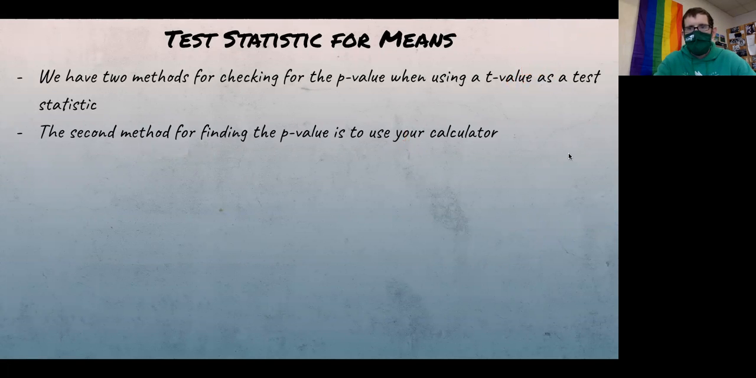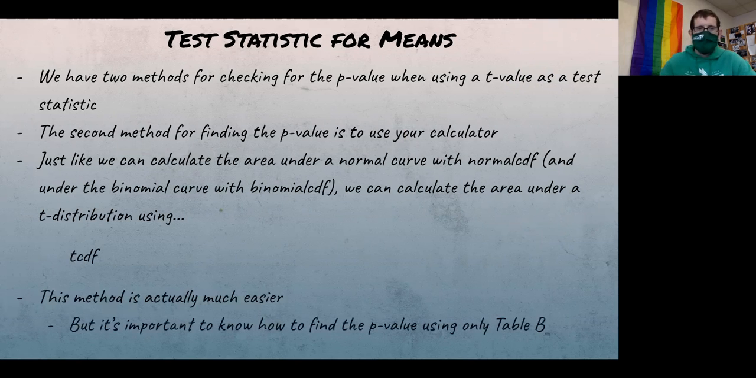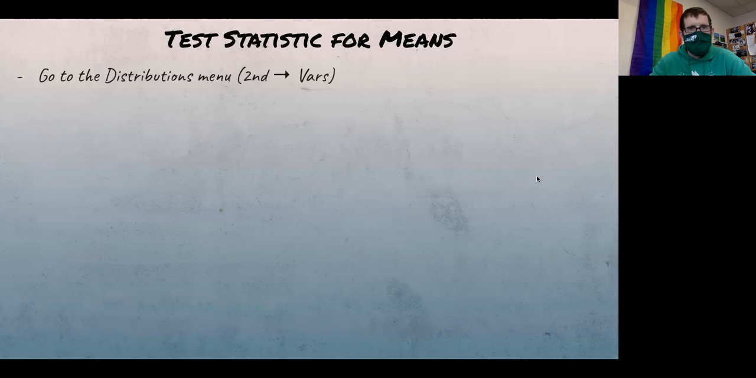And let's remember what we narrowed it down to so far, and let's narrow it down even further. Just like we can calculate the area under a normal curve with normal CDF, we can do the same thing under a t-distribution using t-CDF. So we need to know how to use table B, but I want you on your calculator to go to second, distributions, and you're going to find t-CDF. It's option number 6. I think I run through it right here.